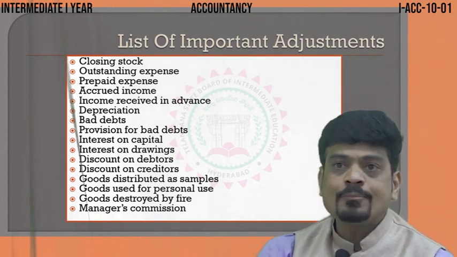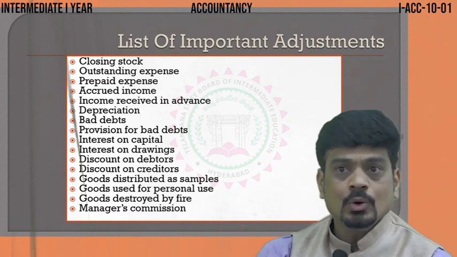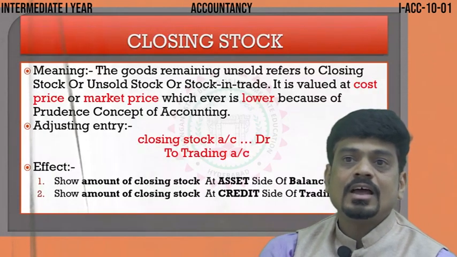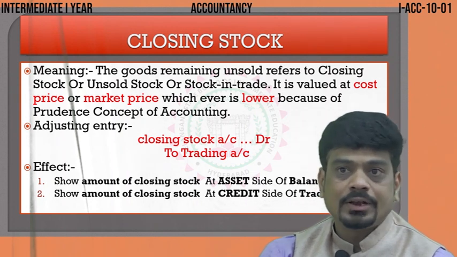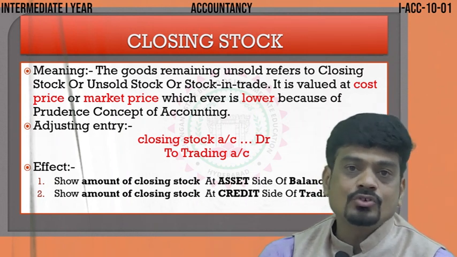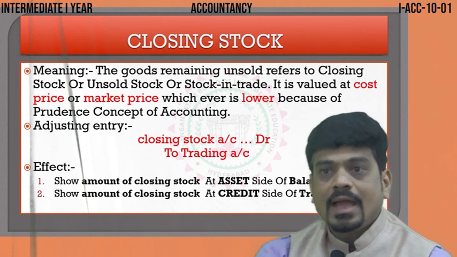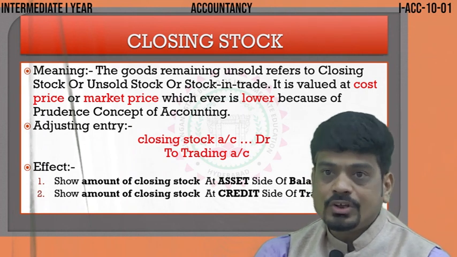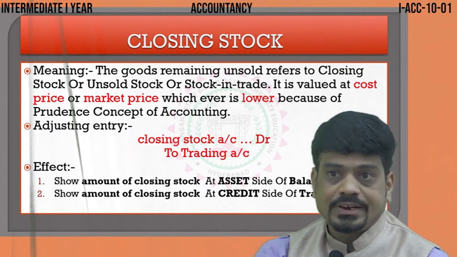Every adjustment I am going to discuss. Each and every adjustment I am going to explain you now. Now you see how to give the first adjustment called closing stock. What do we mean by closing stock? Knowing the meaning is important. Nothing but it is the stock which we are not able to sell, which remained unsold. And this stock which remained unsold is called closing stock, unsold stock, or stock in trade.